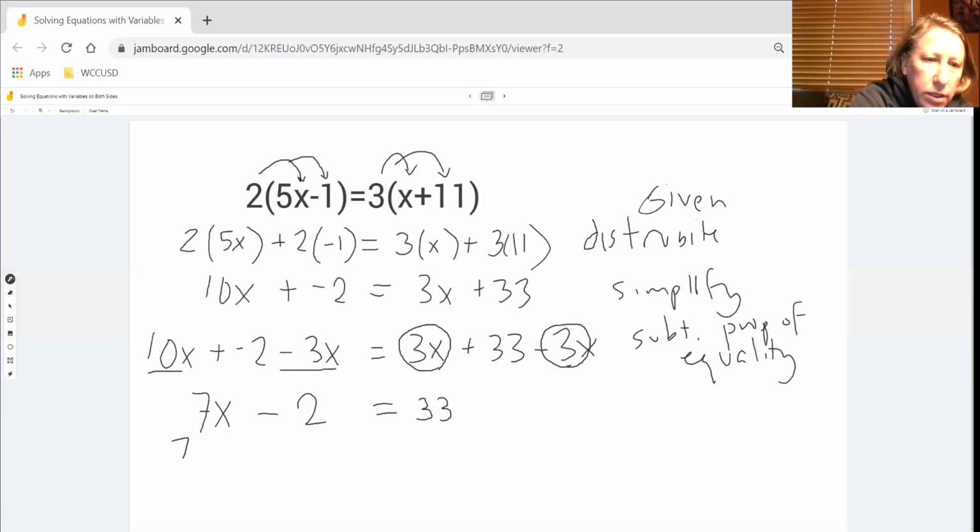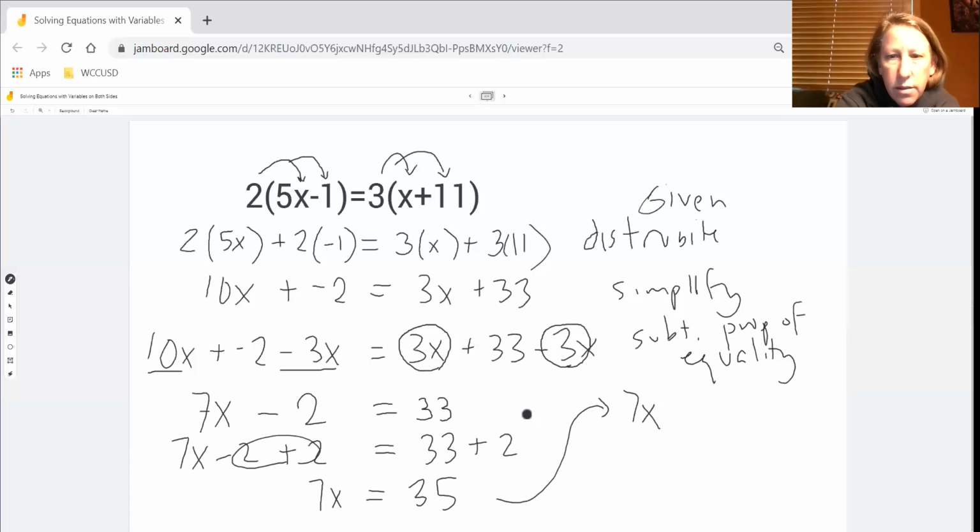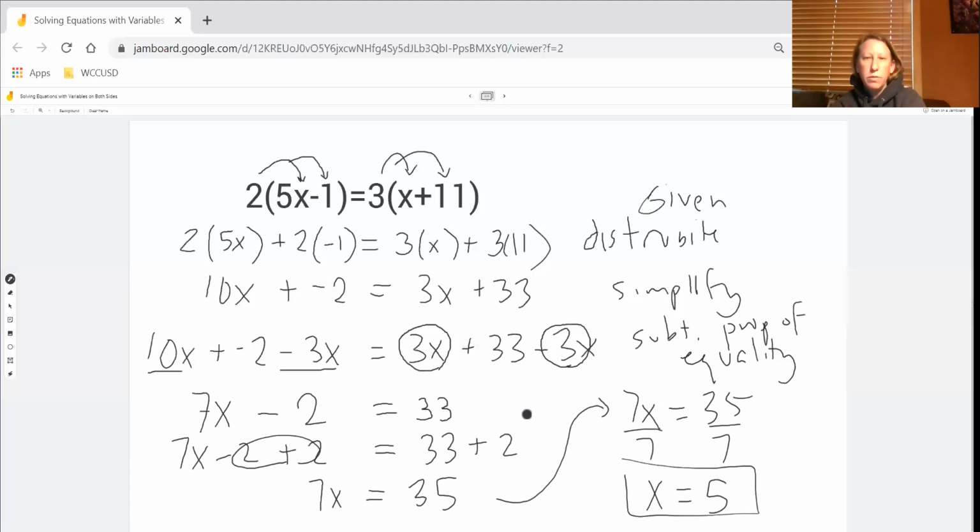So I'm going to do 7x minus 2 plus 2 is the same as 33 plus 2. Do the same thing on both sides. There's my 0 pair. And I have 7 times some number is 35. It's getting simpler and simpler as I do properties on both sides. And then I divide both sides by 7, and x is 5. The value of the variable that makes the equation true is 5.